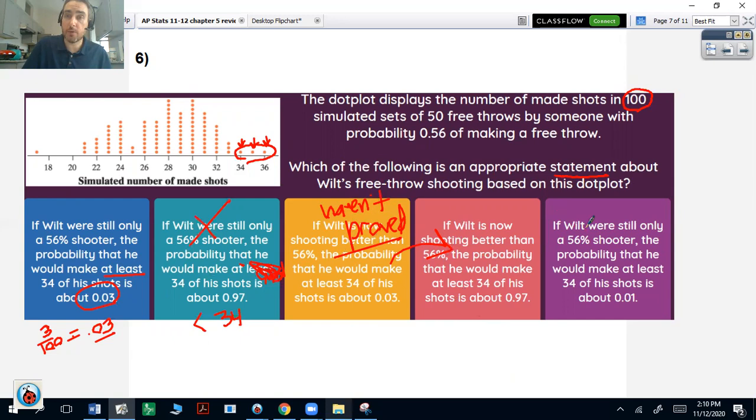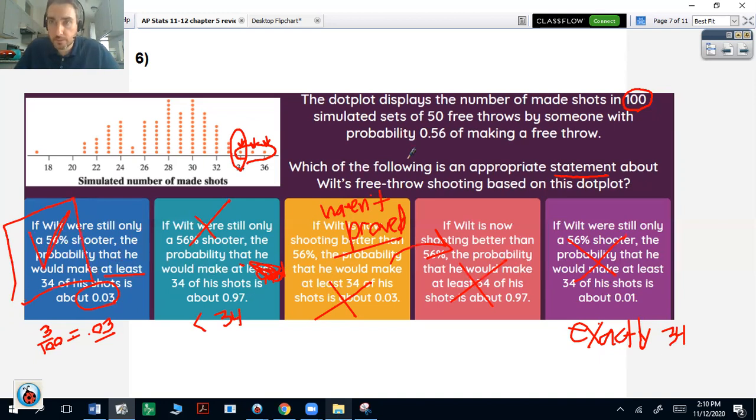So let's look at the last one. If Wilt were still only a 56% shooter, the probability that he would make at least 34 of his shots is about 0.01. Well, no, that's exactly 34. Not at least. At least is 34, 35, or 36. So it's going to be this one here.